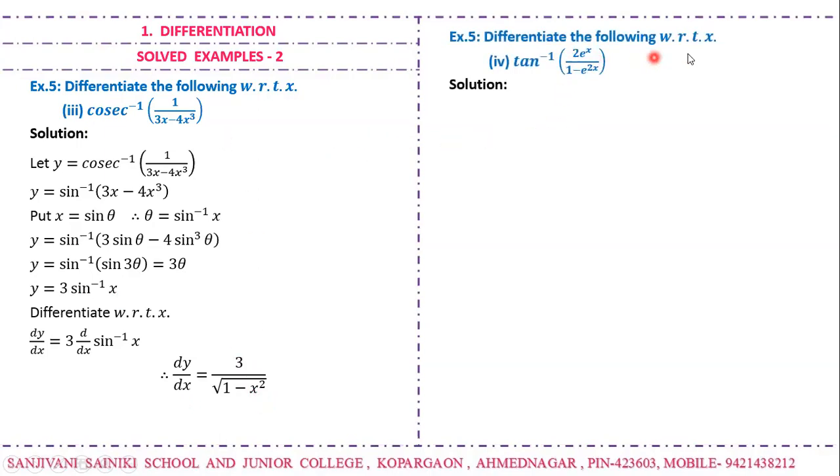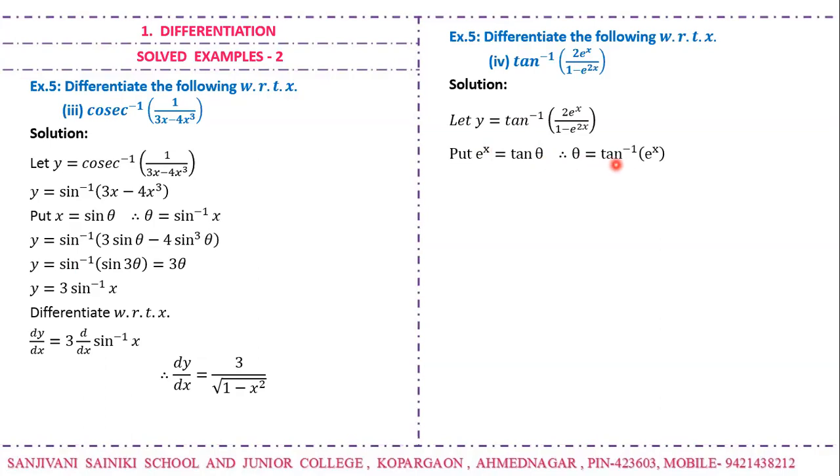Again, differentiate the following with respect to x: tan inverse of 2 e raised to x upon 1 minus e raised to 2x. Again, it looks like 2 tan theta upon 1 minus tan square theta, because we have to think of the double angle formula of tan. So let y is equal to the given expression. So put e raised to x is tan theta.